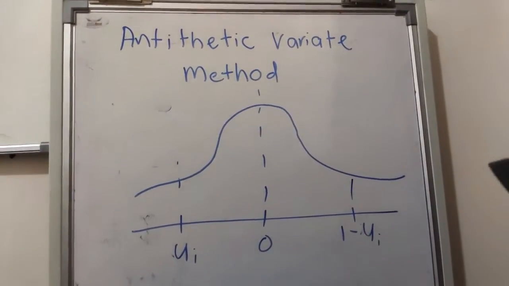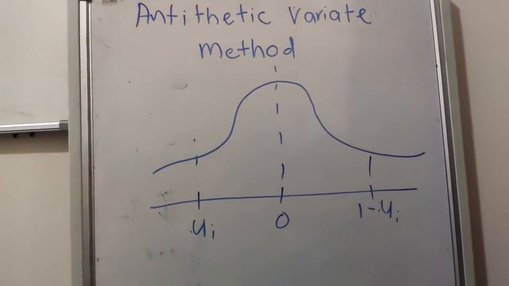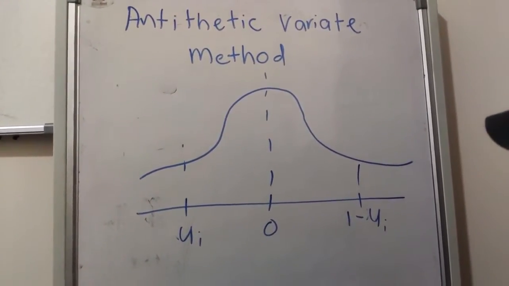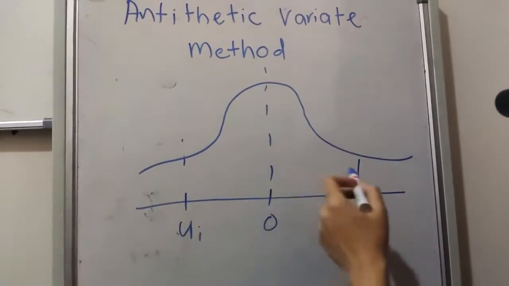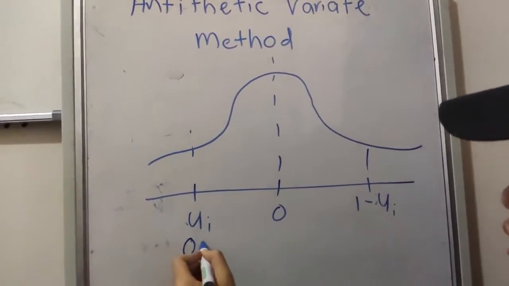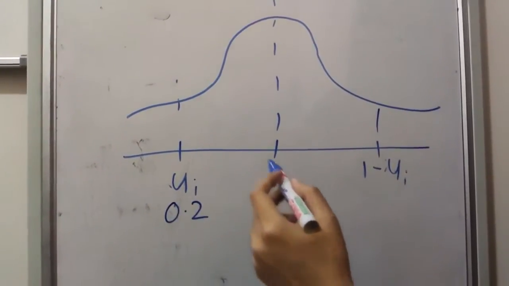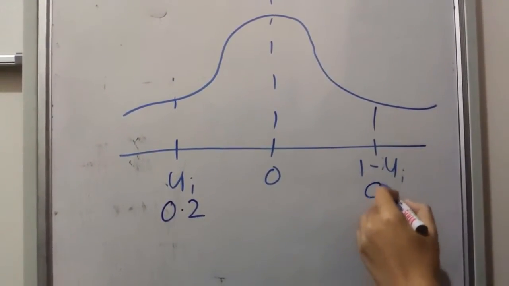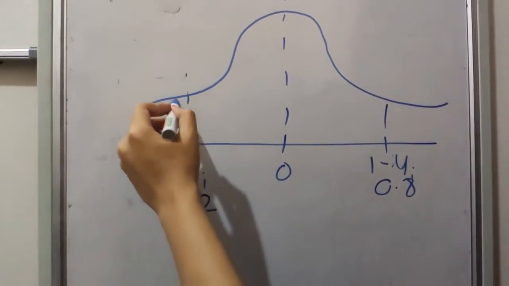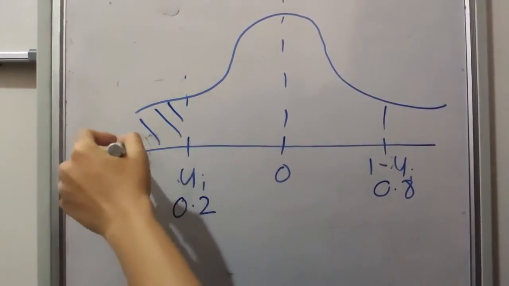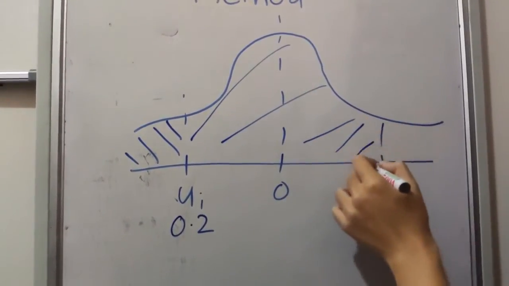For the second method in efficient Monte Carlo valuation, we have the antithetic variate method, where in general we need to take the value of the uniform random number and also the value of the opposite of it. For example, if the uniform random number is 0.2, then we also need to take the opposite of it, which is 0.8. Usually the 0.2 will be the value in this area, but for the opposite of it, we will take the value of all of this area.